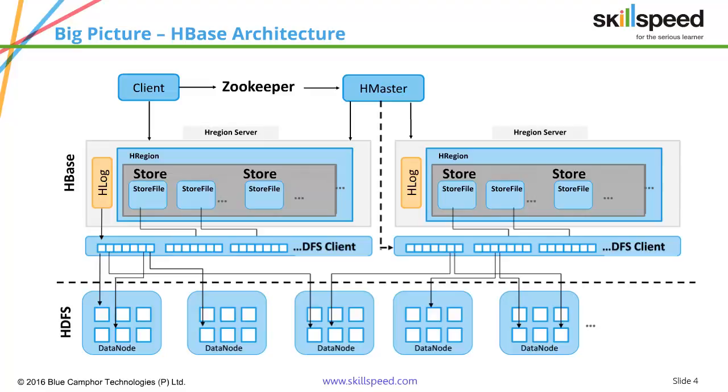For the time being, what we need to understand here is that the client can talk to Zookeeper to get the location where it wants to read and write, and HMaster is the component which handles all the region servers. Inside a region server we have the HLog, which is your write ahead log, and the memstore, and the persisted data is called HFile. The HFile is actually persisted into your HDFS.